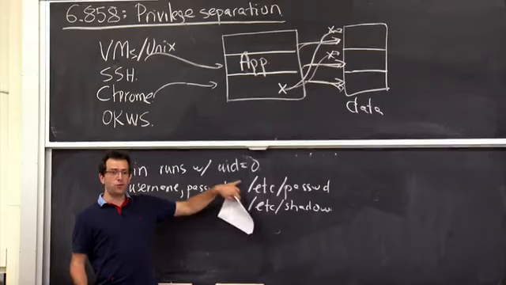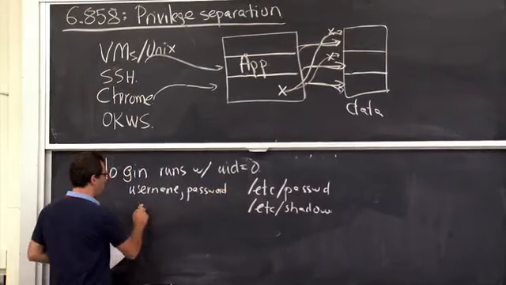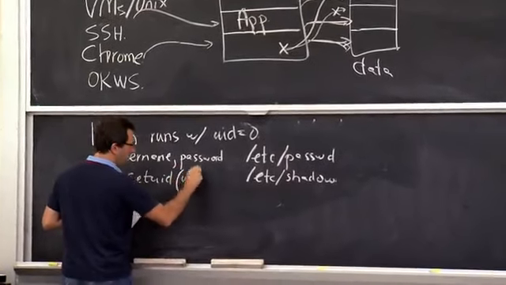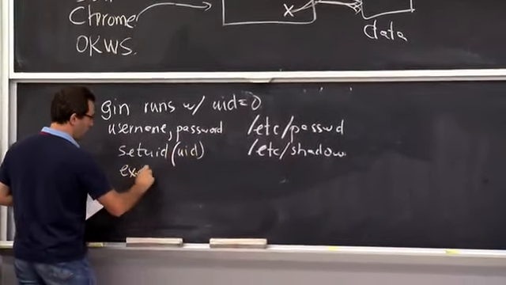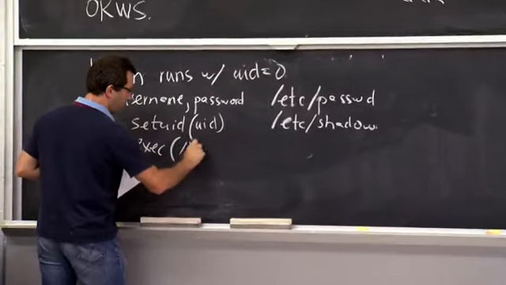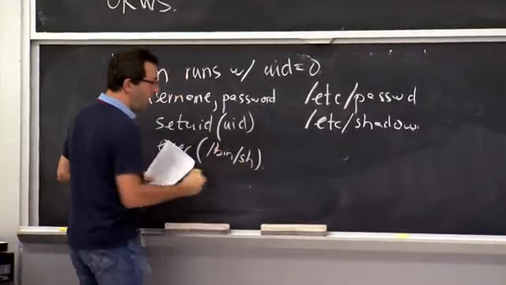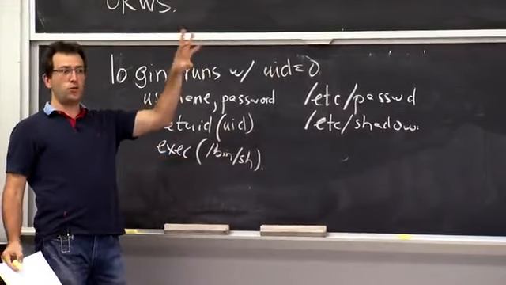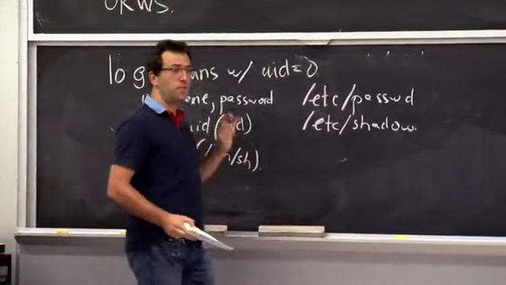And if it is, it'll find your integer UID and then call setuid on your UID value, and then execute your shell, whatever, /bin/sh. And now you can actually interact with the shell, but it's running as your UID, so you cannot do any arbitrary damage to this machine.